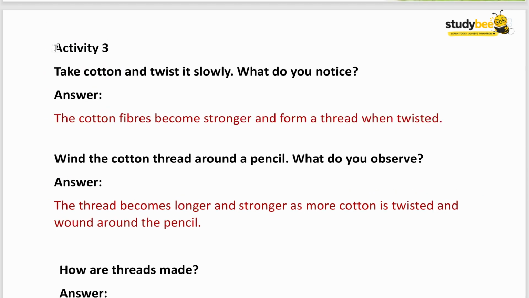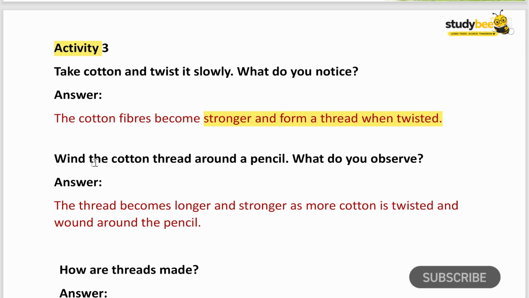Okay. Activity 3. Take a cotton and twist it slowly. What do you notice? So if you take a loose cotton and twist it between your fingers, what will you notice? The cotton fibers become stronger and form a thread when twisted. You slowly find that it will become a thread and it is quite strong.